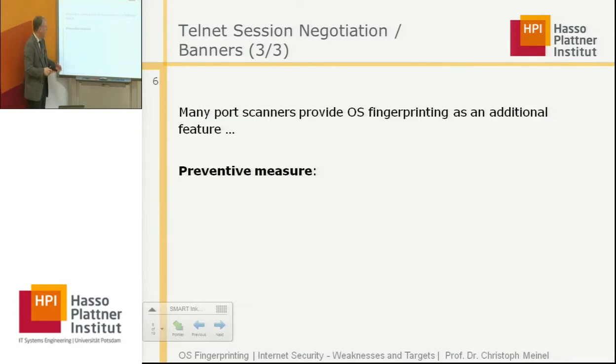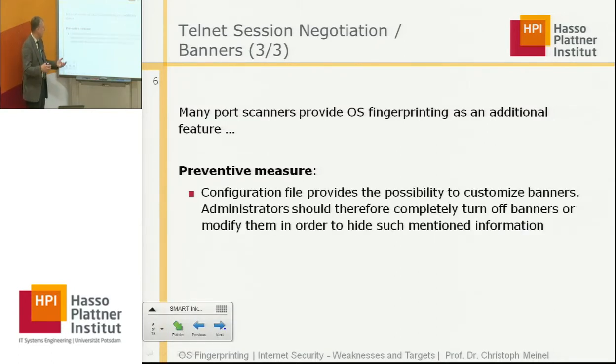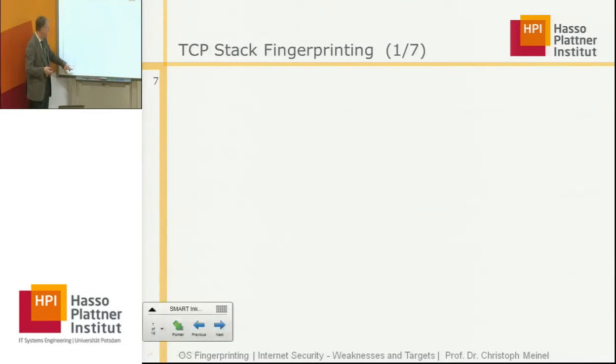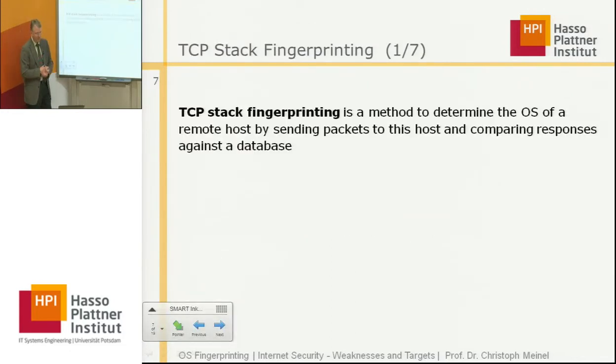Many port scanners also provide this operating system fingerprinting feature. So what is the preventing measure? I just mentioned this. You should customize the banners in a way that they do not provide all the information. So the best is to completely turn off this banner information or to modify it in order to hide some of this information that may be useful for attackers.